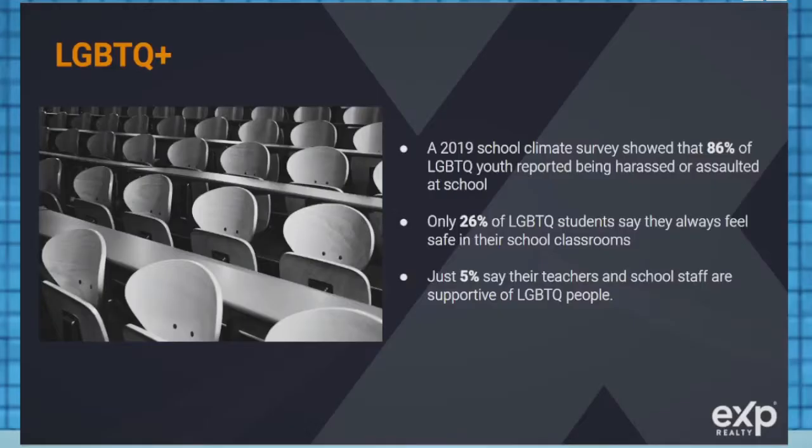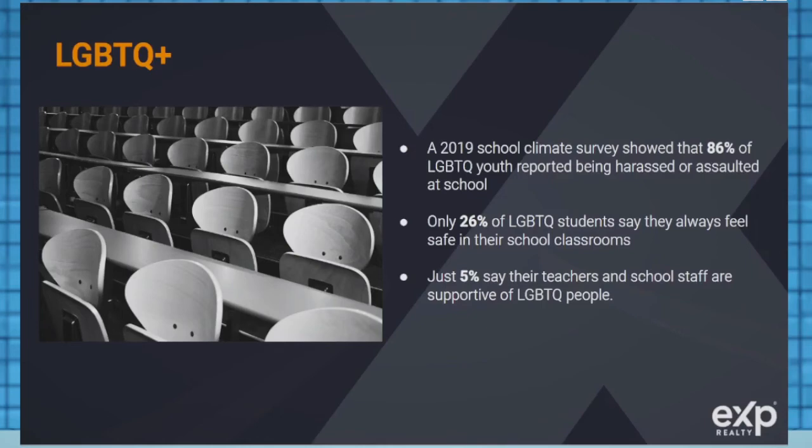And the answer, unfortunately, again, is the highest number. A 2019 school climate survey showed that 86% of LGBTQ youth reported being harassed or assaulted at school. That's a shockingly high number when you think about how many kids in school are actually out of the closet. Because this would be specifically youth who are reporting that they are both LGBTQ and that they were harassed or assaulted, 86%.